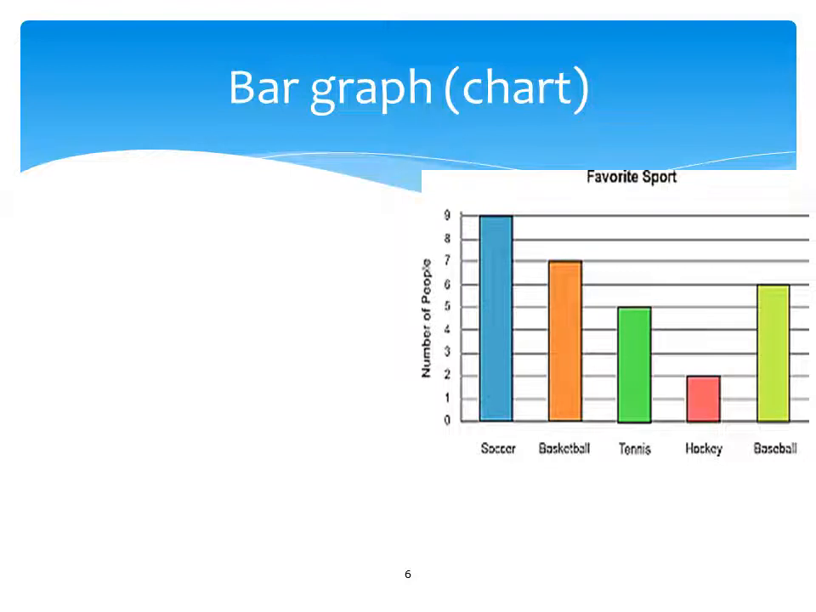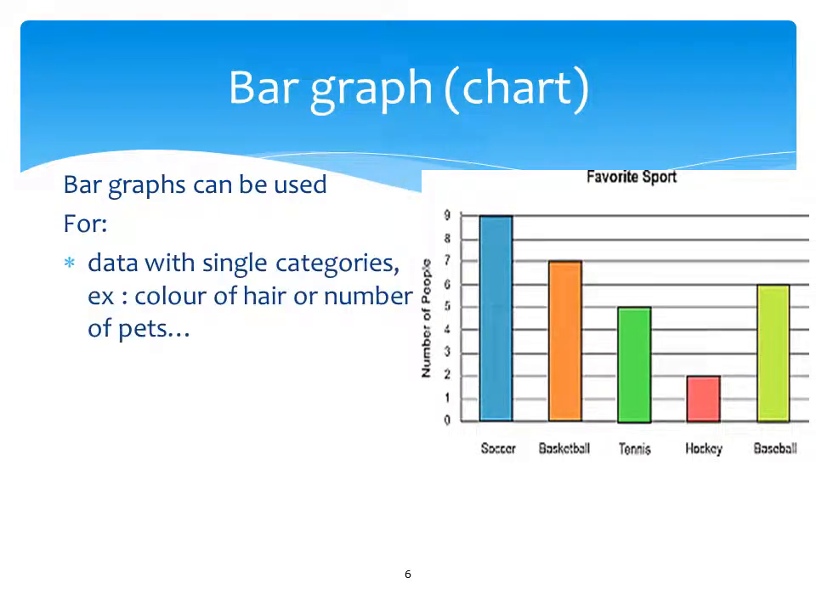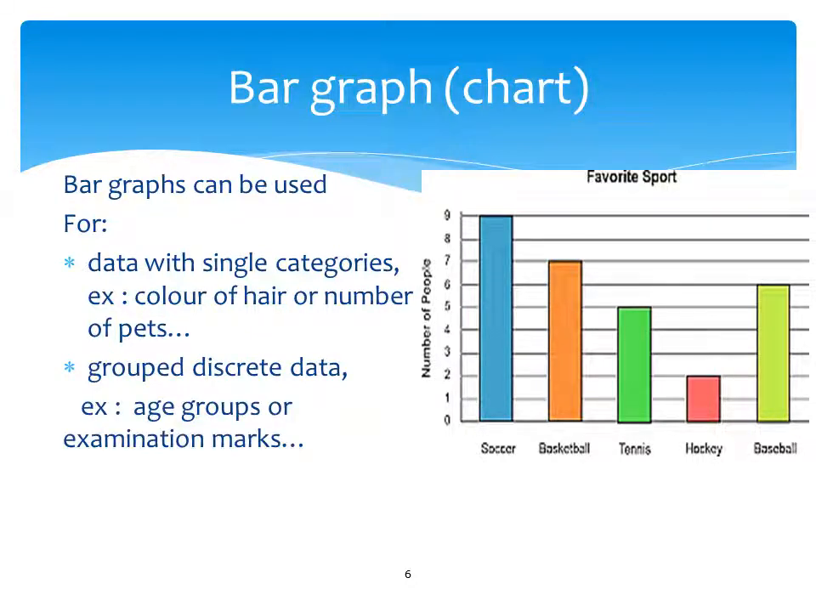This example shows a bar graph for favorite sport. Any bar graph should have a title and labels for the x-axis and the y-axis. Bar graphs can be used for data with single categories like color of hair, number of pets, favorite sports, ice cream flavors, or grouped discrete data like age groups or examination marks or shoe sizes, for example.